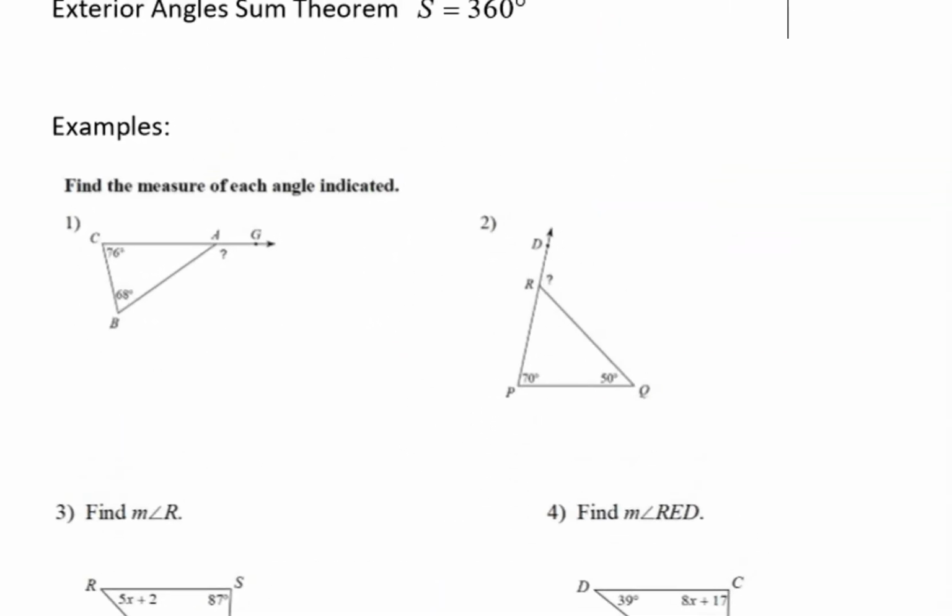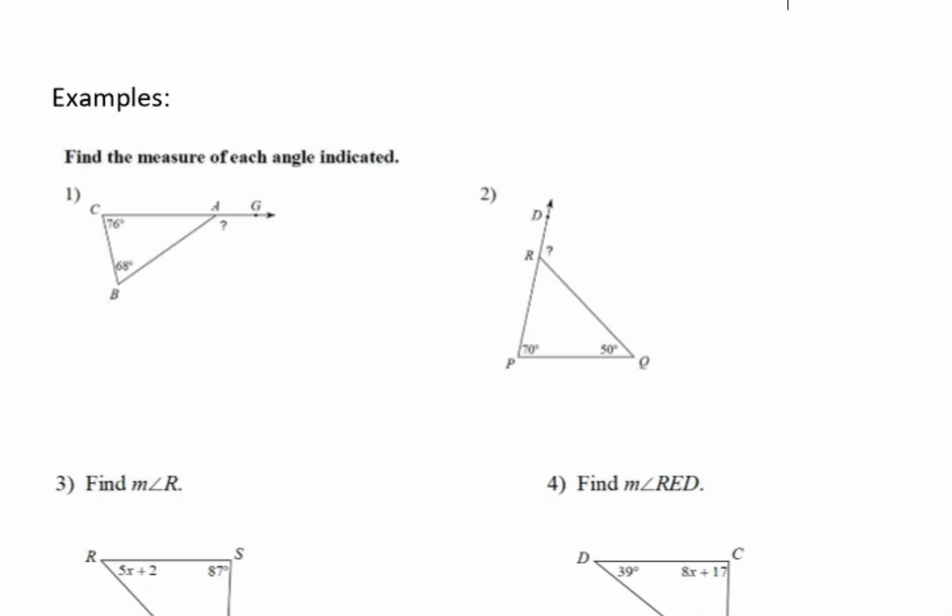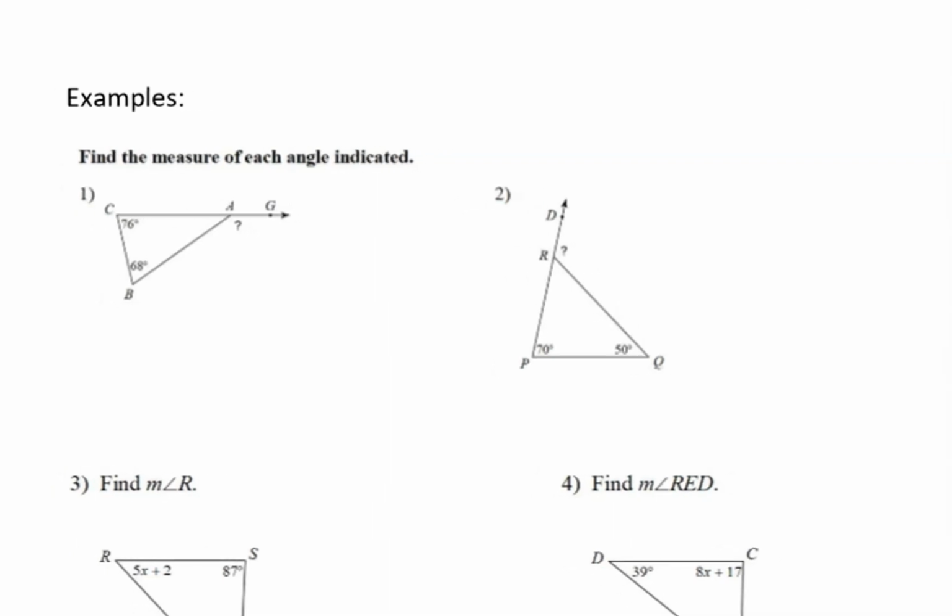So in your packet, these are the first two examples. We have the measure of angle C is 76 degrees and the measure of angle B is 68 degrees. Question: for the exterior angle theorem, is it important which line you extend? It doesn't matter, as long as the other two angles are the angles that aren't touching it. Okay, thank you. So for this one, we've extended this line and created this exterior angle out here, and it says that's the one that we're wanting.